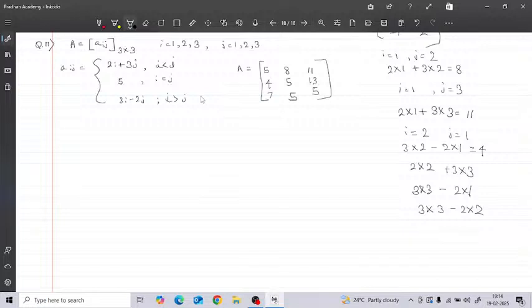What are they asking in the question? The number of elements in A which are more than 5. So more than 5, here 1 element, 2 elements, 3 elements and 4 elements. So there are 4 elements greater than 5.